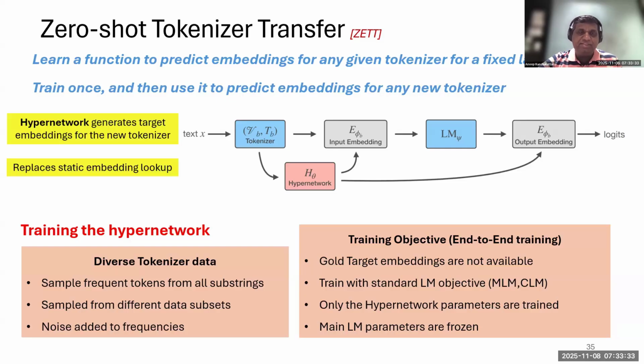And so that's why it's a hypernetwork. It's something that generates the embedding parameters for the model. So it's not a static lookup anymore. This hypernetwork generates the embedding parameters. How do we go about training such a hypernetwork?